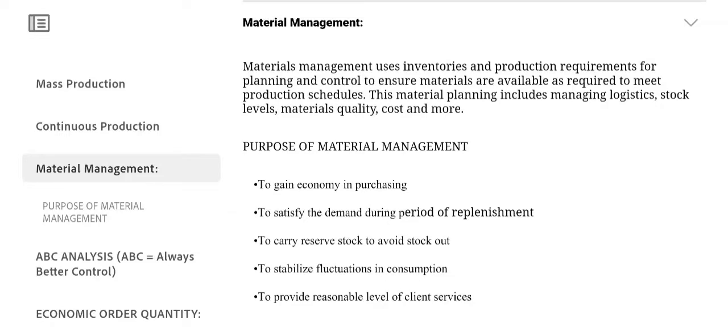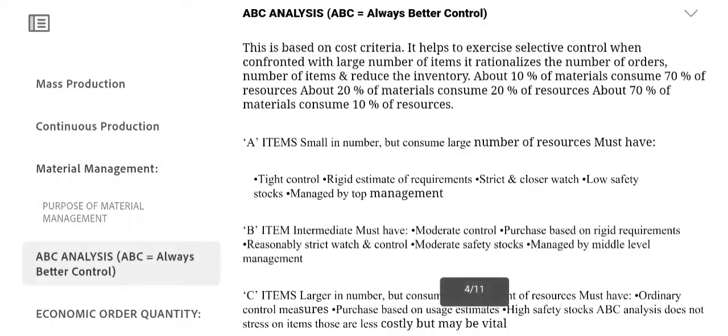First one, we are going to see the ABC analysis, that is always better control. ABC analysis is nothing but always better control analysis. In this criteria we are characterizing the A point, B point and C point. So this is basically defining the importance of the items. Now A is items small in number but consuming a large amount of resources. Means this is small in number but it requires a high amount of resources.